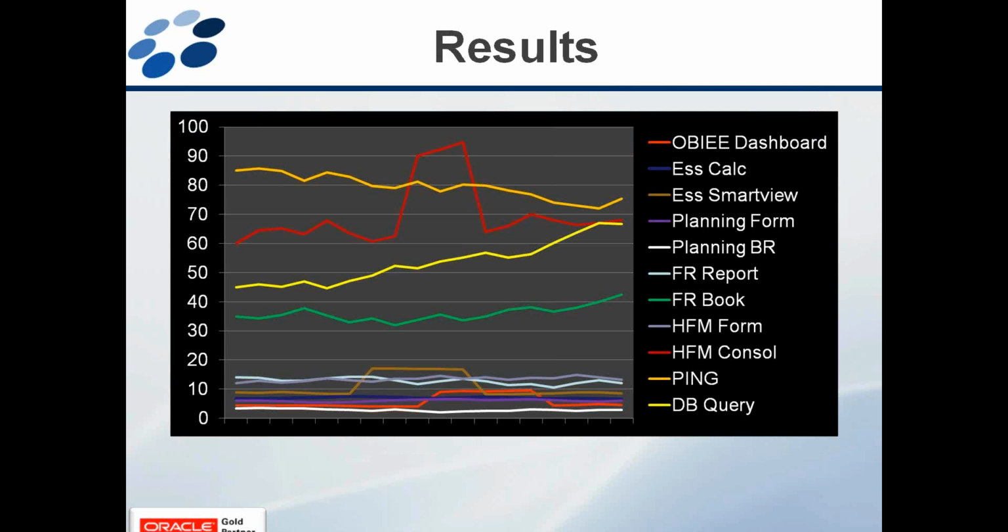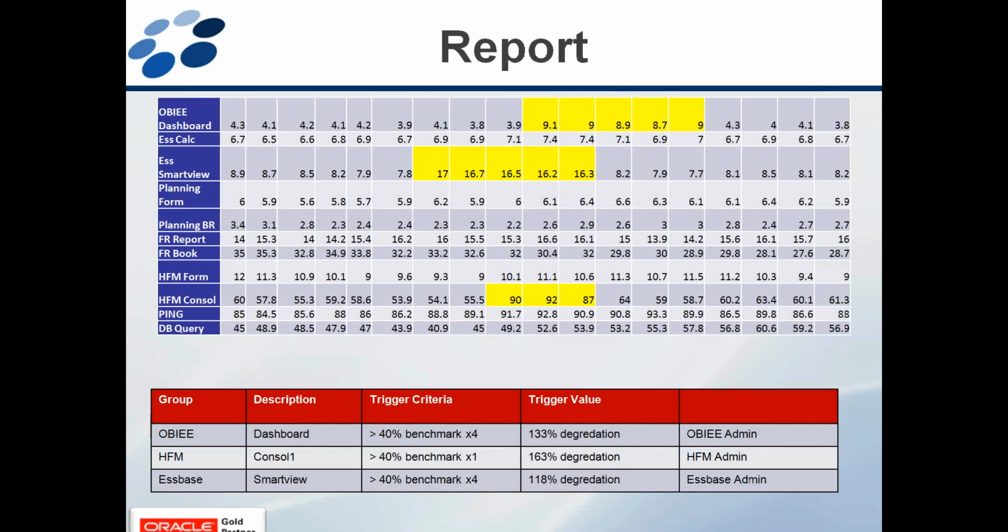Here's an example of some results for that single user test, and we can highlight where the problems are. And again, in an automated way, this would automatically be picked up. Based on that criteria, we were looking for problems that were over 40% of our baseline, and this is what the data would look like. It's one thing to look at it graphically. This is what the data would look like on the top. These are all the data samples, and at the bottom it's actually showing what the trigger criteria was, why it triggered, and what the actual trigger value was.